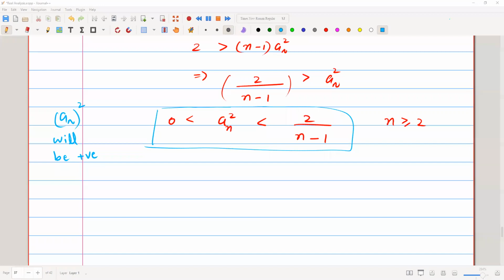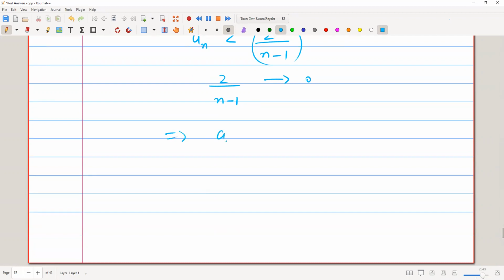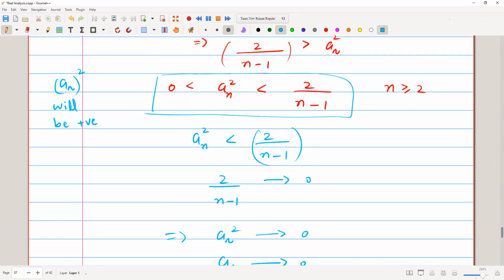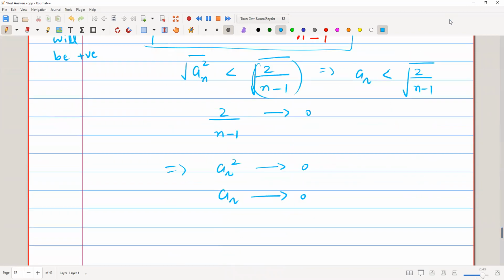Now, since a_n^2 is less than the sequence 2/(n-1), and we know that this sequence 2/(n-1) converges to 0, this implies that a_n^2 converges to 0, or simply a_n converges to 0. If we take a square root on both sides, it doesn't matter: a_n is less than the square root of 2/(n-1). Again, this goes to 0 as n tends to infinity. So by this, we have shown that this sequence is convergent.